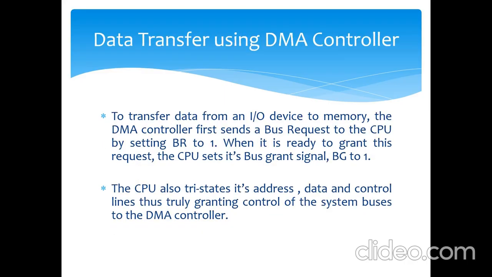Implementation of DMA data transfer using a DMA controller. DMA means transferring the data from input and output devices to the memory. The DMA controller sends the bus request to the CPU, setting bus request to 1. When it is ready to grant the request, the CPU sets its bus grant signal to 1. The CPU also tri-states its address, data and control lines, thereby guaranteeing control of the system bus to the DMA controller.